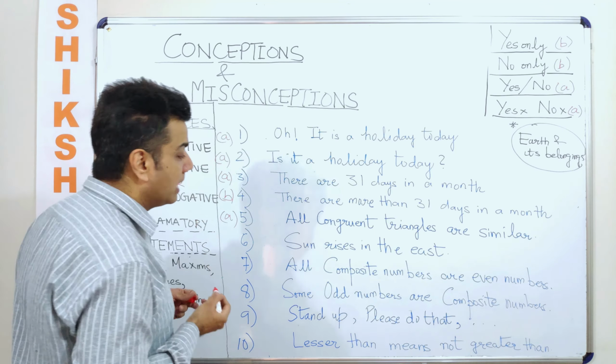Now, sun rises in the east. Again you are making a declaration. But this declaration will be known as what? Either it is a fact or you will say it is a universal truth. And keeping in mind, we are talking about Earth only. We are not talking about any other planet.